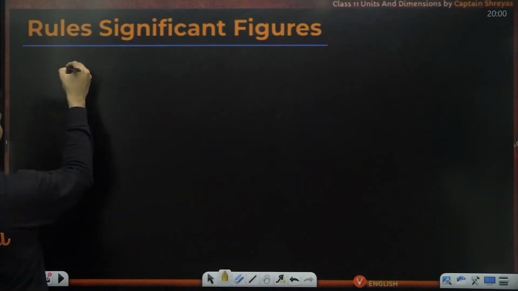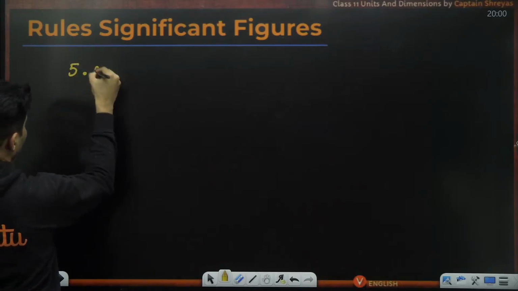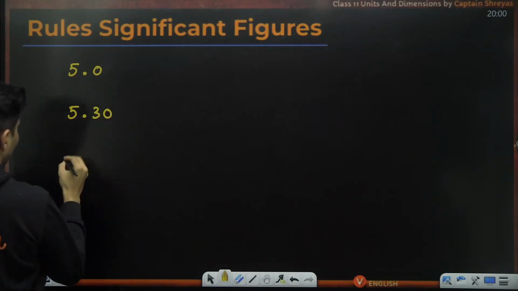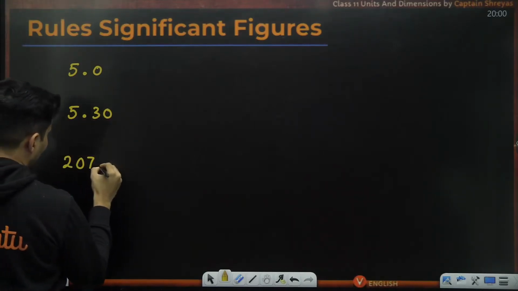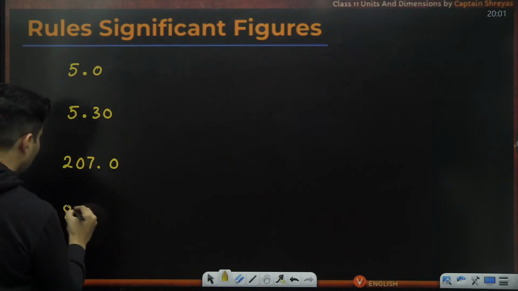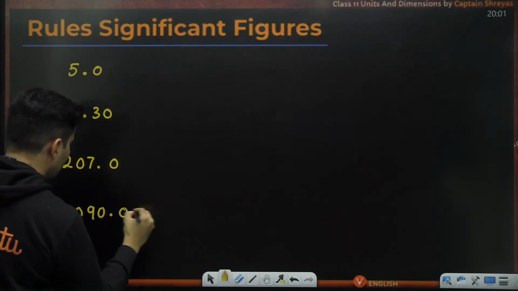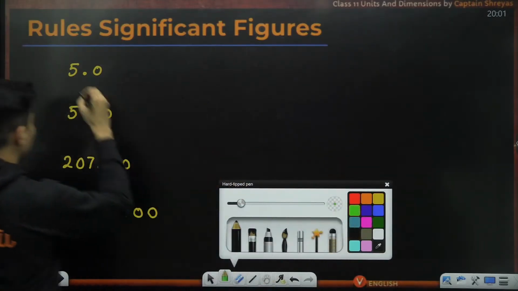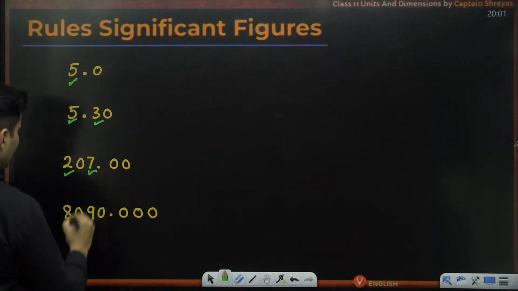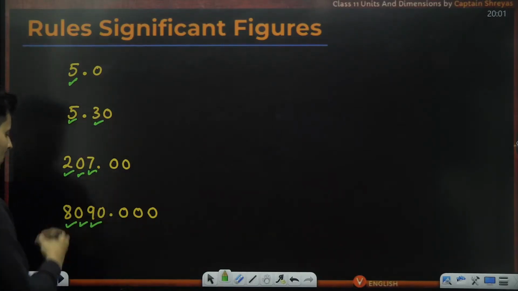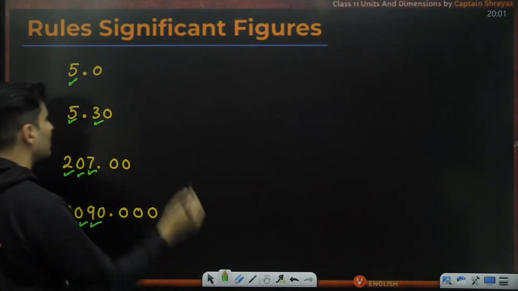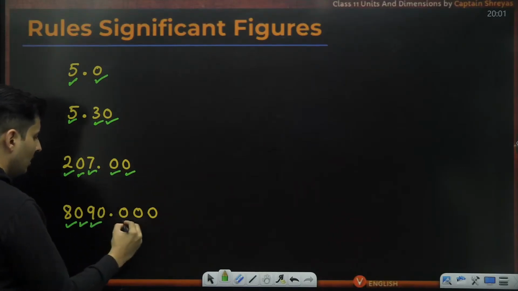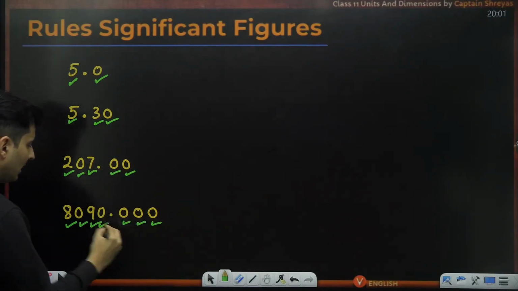That is very interesting. Imagine a number like 5.0 or 5.30 or a number like 207.0 or a number like 8090.000 or something like this. Now, see, basic things, let's mark this digit, this digit, and so on. This zero is between two non-zeros. They are all significant. But what about these zeros? If it is after a decimal, significant. So this automatically becomes significant.